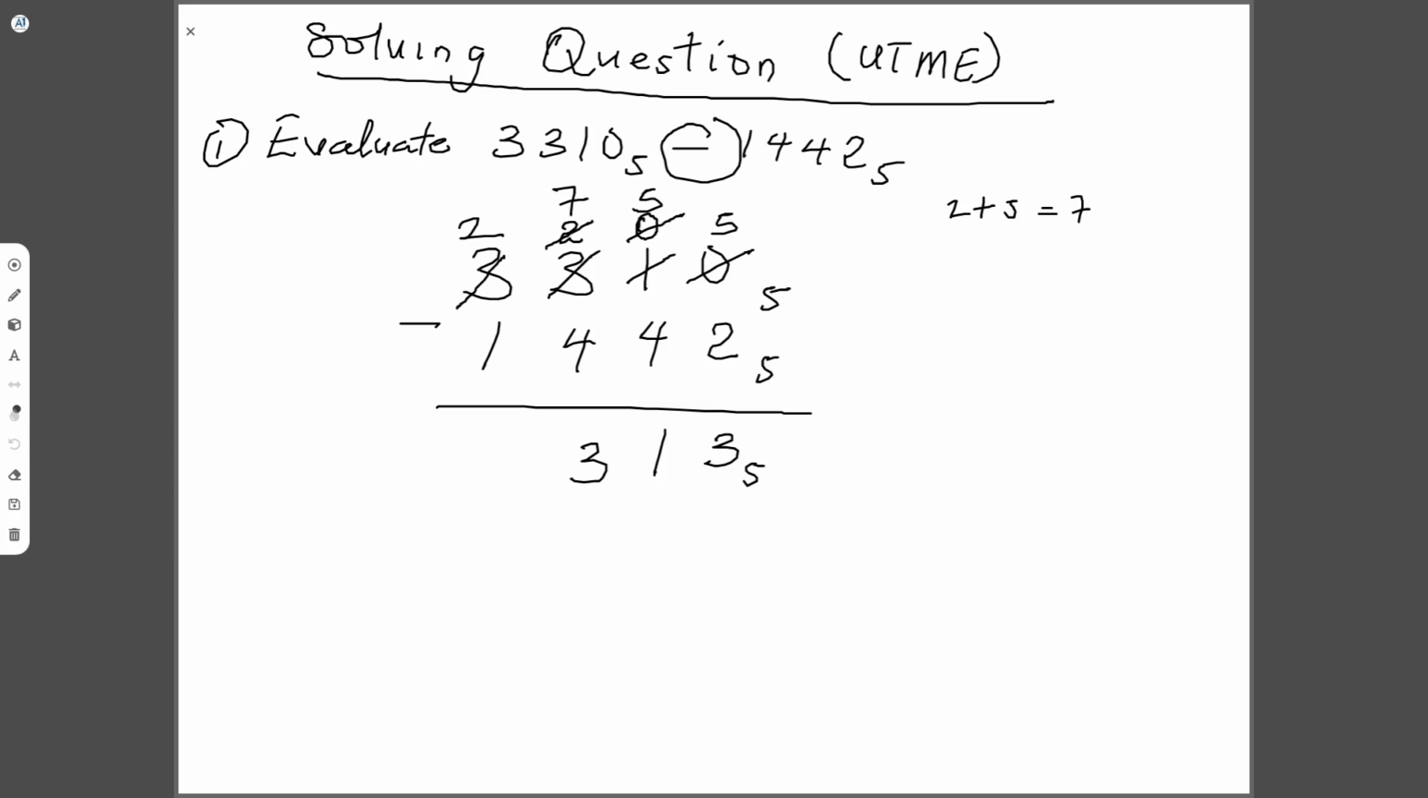And here, we want to take away 1 from 2. That will give us 1. So the answer is 1, 3, 1, 3, base 5. How will you be sure that you are correct? Of course, check. The values are less than the base. So this will be the answer for this question.